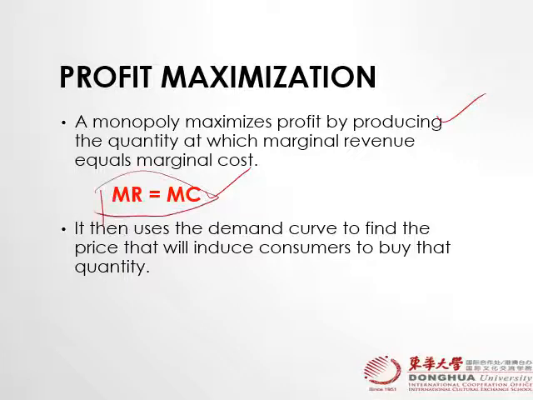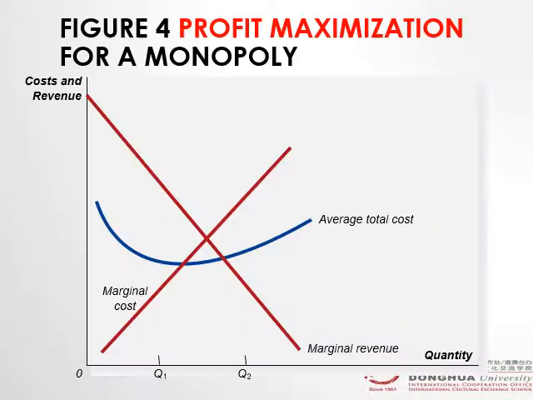So what about this condition? This condition tells us about the quantity which we produce and we sell, we get maximum profit, right? So basically our goal is to find out that quantity which maximizes the profit and minimizes the cost, right? So that is this condition. Monopoly then uses the demand curve to find out the price that will induce customers to buy that quantity. So let's talk about that.